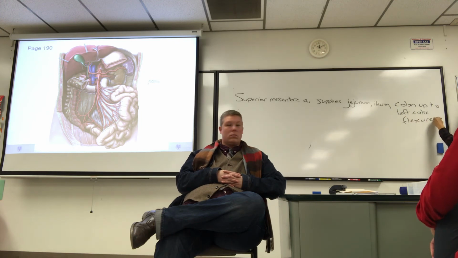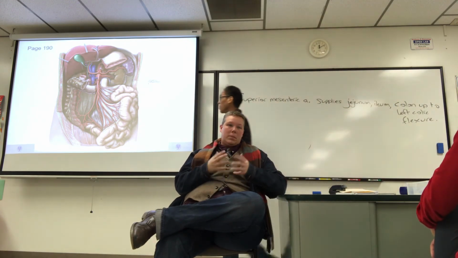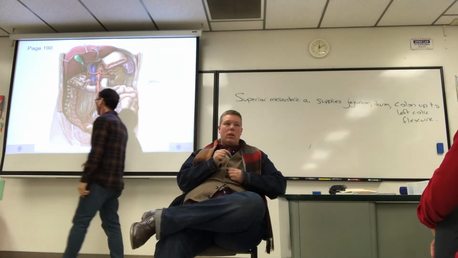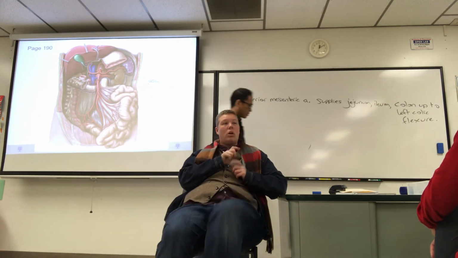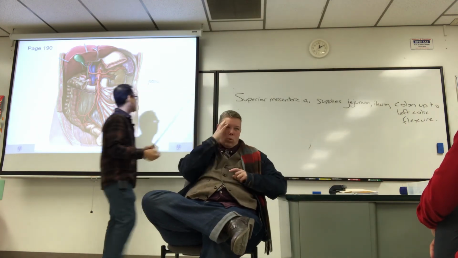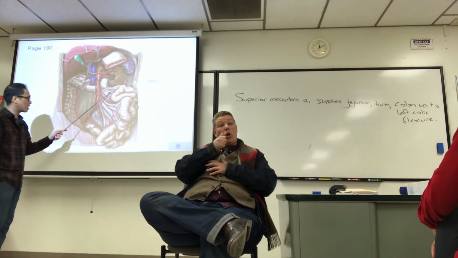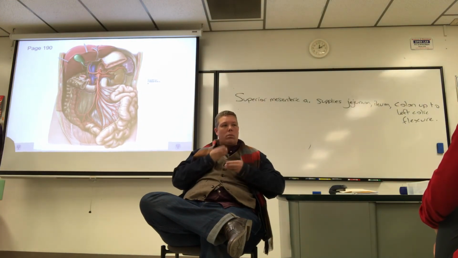Colon up to left colic flexure. Let me get some room on the board here. So that's a lot of intestine. That's most of the intestines, all the way up to the left colic flexure. The branches have names, but you don't have to know them. Just know that they're branches of the superior mesenteric artery, giving off all these branches that supply blood to the small intestines and colon.